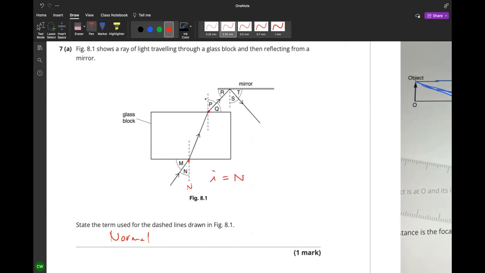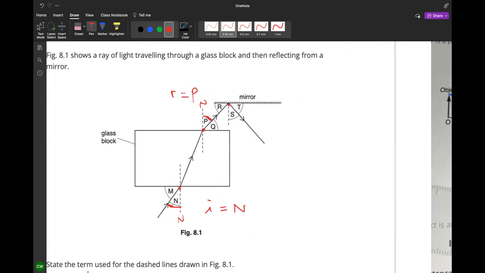On this point, which one is refraction? P or Q? Is P refraction or Q refraction? P. Why P? With the normal line, correct? P, you must use the normal line to measure. It must be with reference to the normal line. Look at this one. Okay.